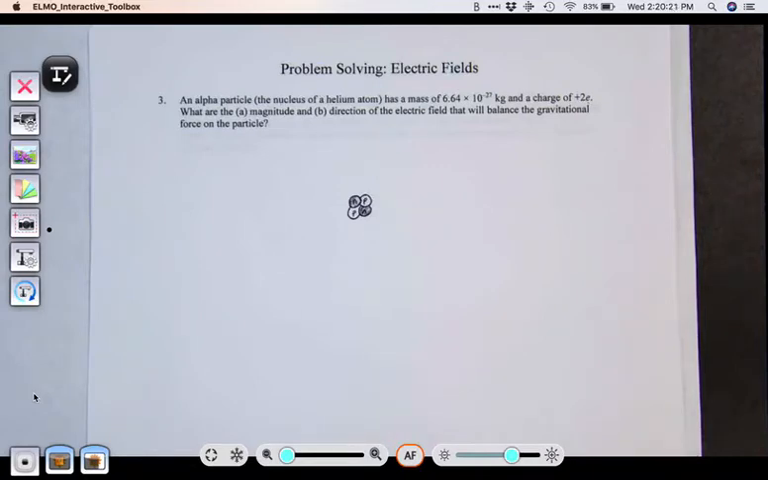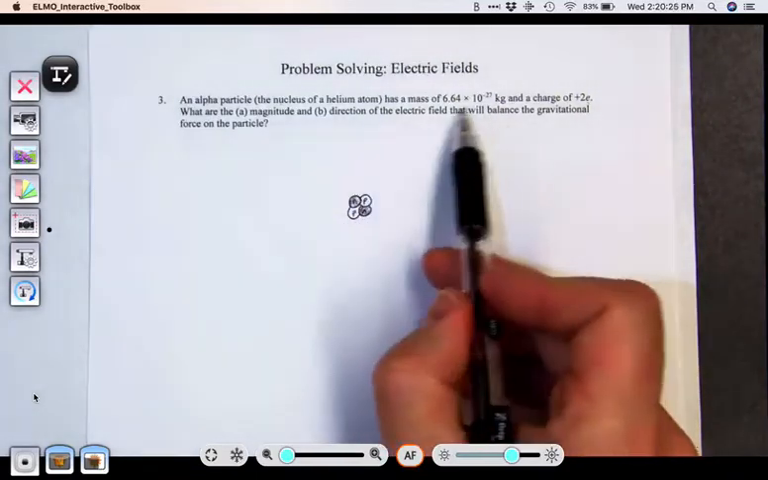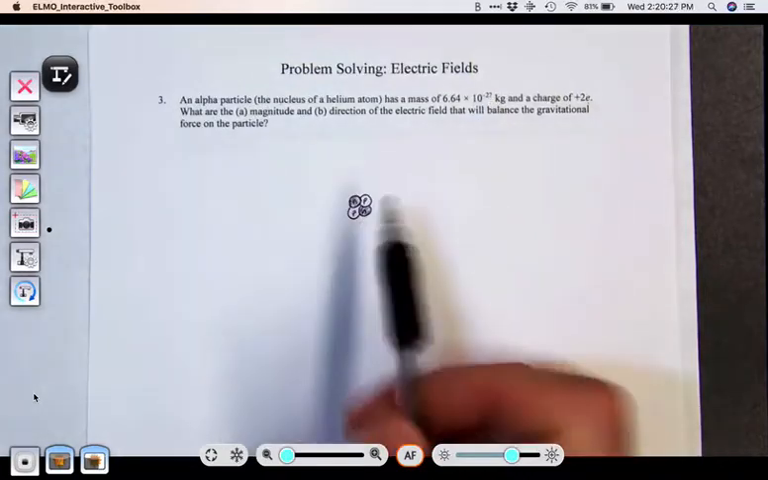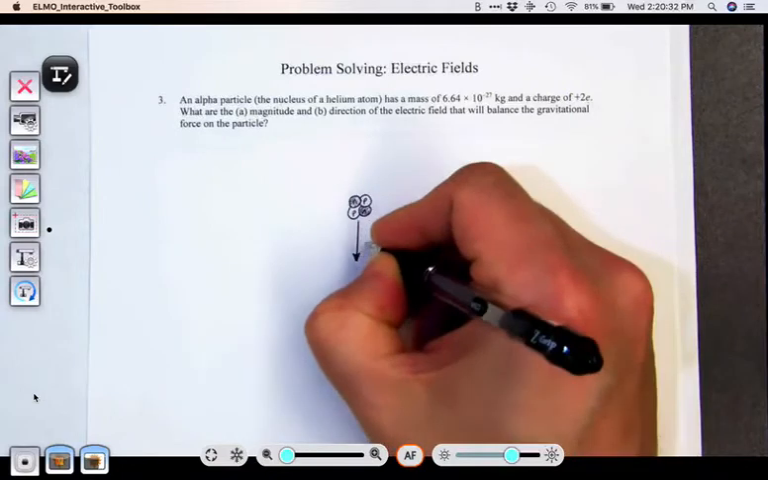Okay, so if I just stick an alpha particle out there in space, it's got some mass, not a huge amount compared to what we have, but it has some mass, and that means it's going to have a gravitational force on it.